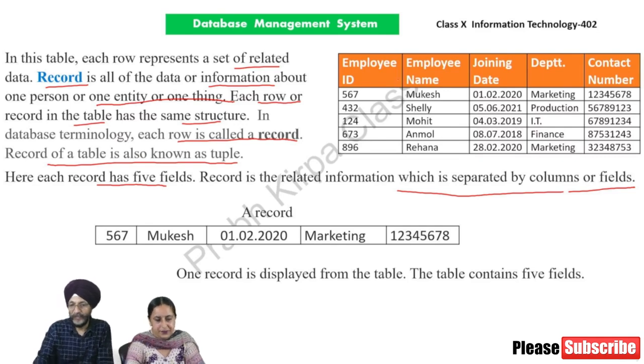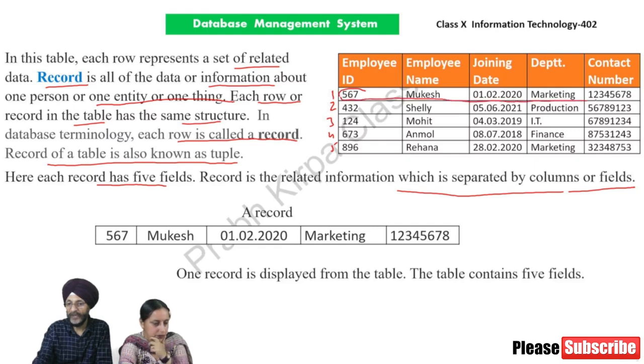In this table, you can see that there are 5 records or 5 rows. These are the rows: 1, 2, 3, 4, 5. These are 5 rows. All these rows are also known as tuples or records.